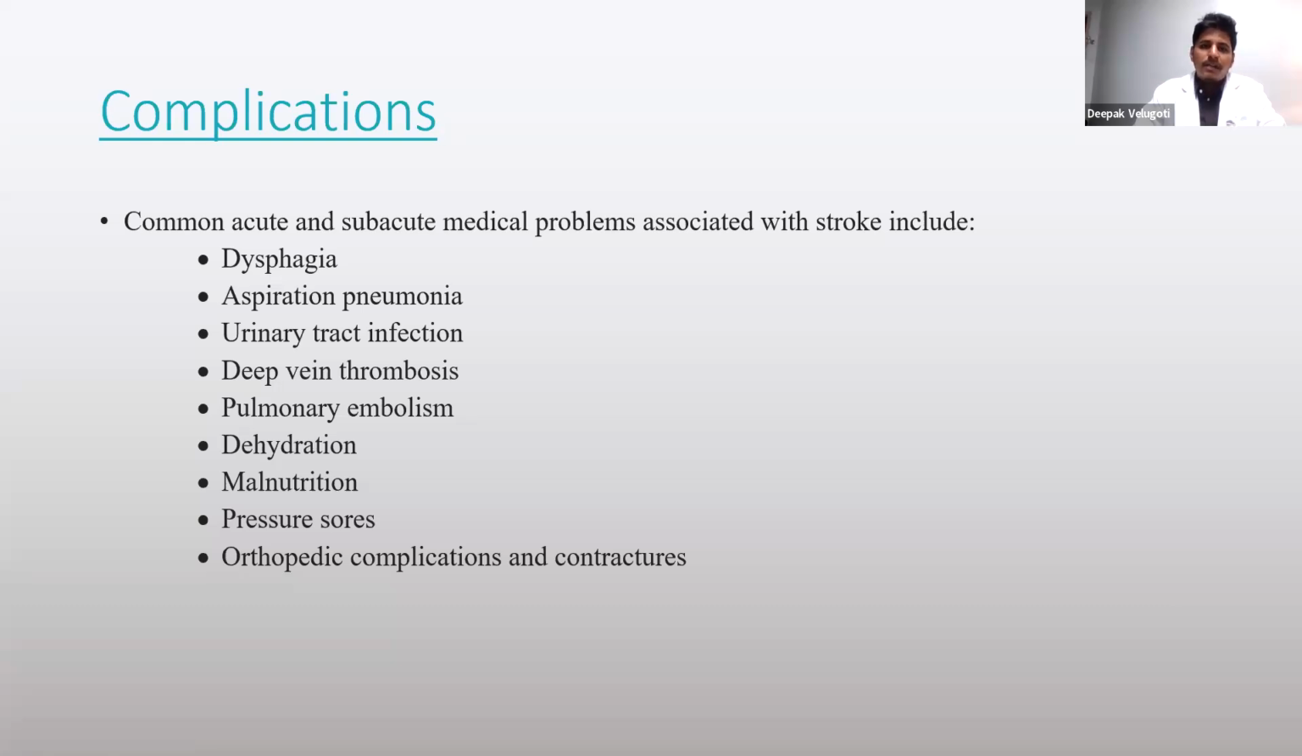And these are a few complications that can be seen in stroke, such as dysphagia, which can be found in patients with bulbar dysfunction, and if they are given oral feeds without assessing the swallowing mechanism, the patient can develop aspiration pneumonia. And because of prolonged catheterization, patients can develop urinary tract infections, and because of prolonged immobilization, patients have a risk of developing deep vein thrombosis, and it can propagate to the lungs and cause pulmonary embolism. And usually patients with stroke are associated with dehydration and malnutrition. And sometimes patients can develop muscle contractures and pressure sores as well.